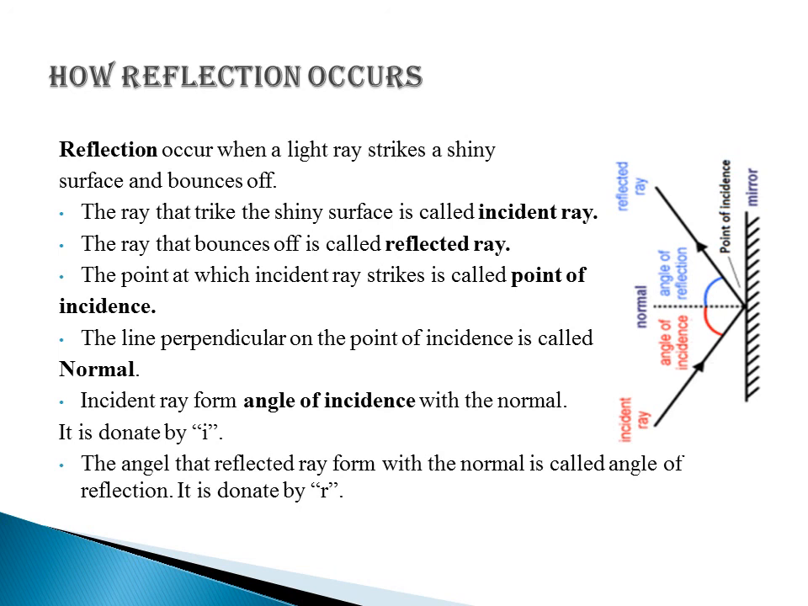It is denoted by I. So we can denote angle of incidence with I. The angle that reflected ray forms with the normal is called angle of reflection. It is denoted by R. So we can denote angle of reflection by R.